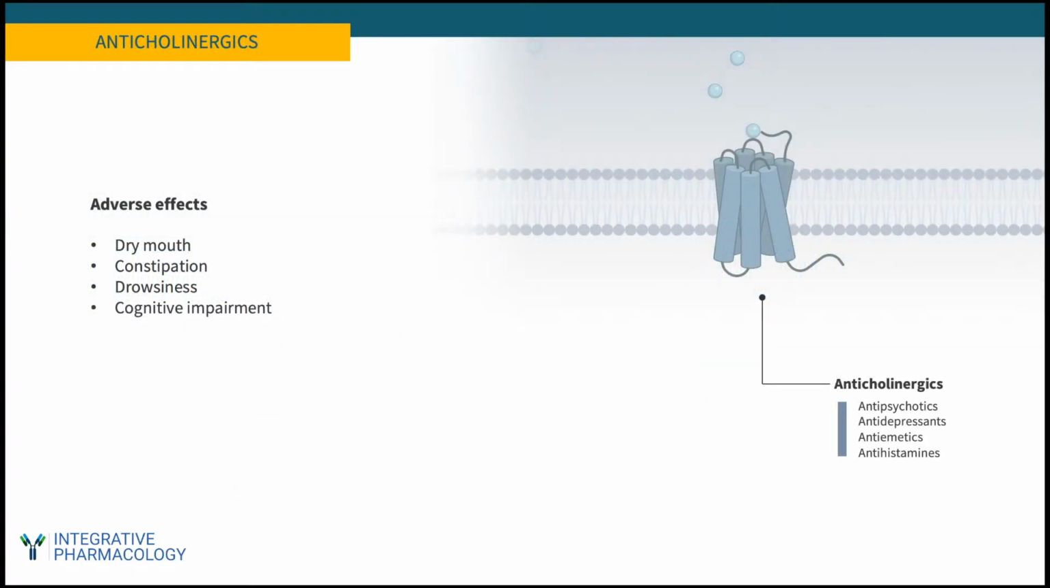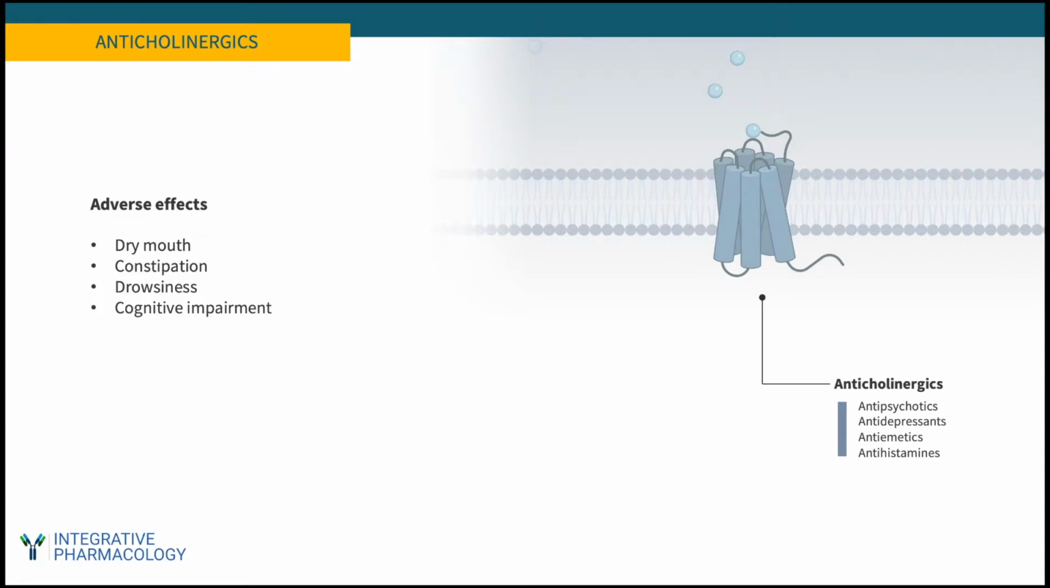Anticholinergics, such as those that inhibit these muscarinic receptors, cause a very familiar constellation of side effects that is shown here: dry mouth, constipation, drowsiness, and cognitive impairment. So whenever you're listening to an advertisement for a drug and you hear these common side effects, it's probably acting on these muscarinic receptors in a way that's inhibiting them.